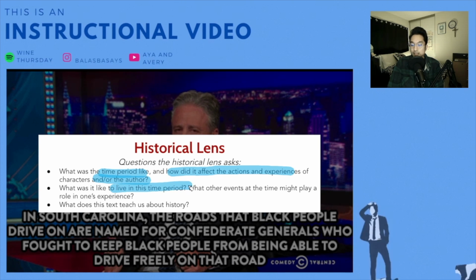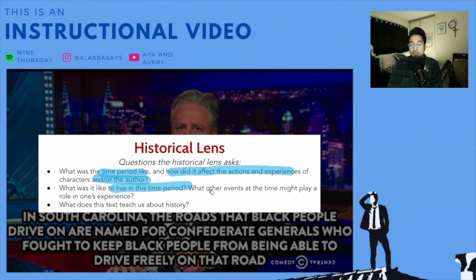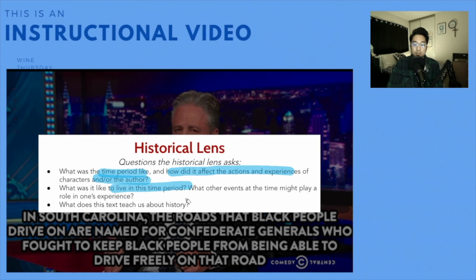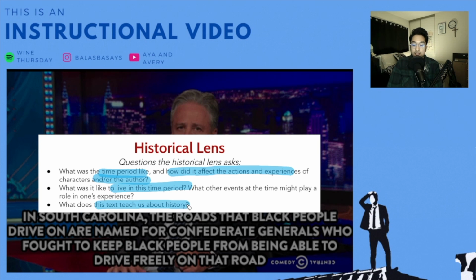What was it like to live in this time period? What other events at the time might play a role in one's experience? And what does this text teach us about history in general? Again, this is pretty straightforward, right?